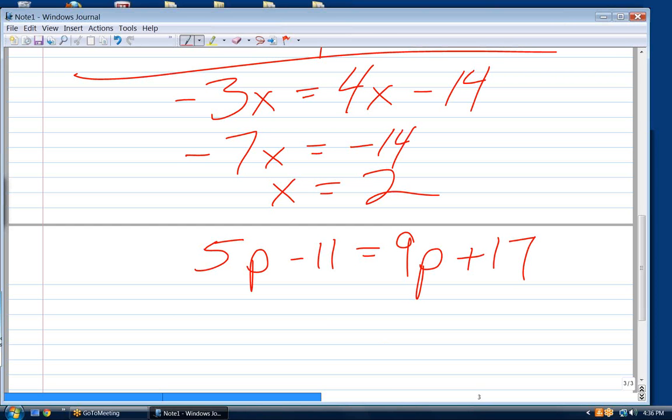So you added 11 to both sides. What about the p's? And then you subtract 9p from both sides. So what's the next line? Negative 4p equals 28. Then you divide both sides by negative 4. You get p equals negative 7.